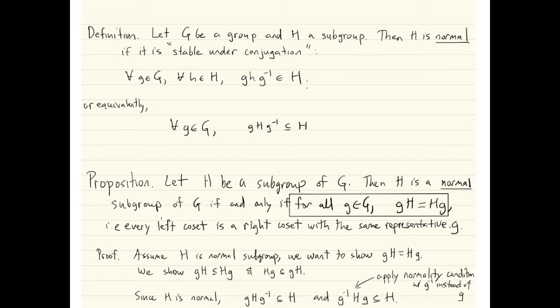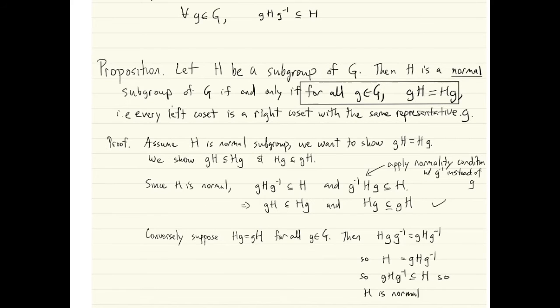Okay, now here's another characterization of what a normal subgroup is. This is the following proposition. Let H be a subgroup of G. Then H is normal, using this definition, if and only if, for all g in G, the left coset gH equals the right coset Hg. So again, in other words, every left coset is a right coset with the same representative g. This characterization here is actually our book's definition of a normal subgroup, but I grew up on this definition here, and I think that's more common. The proof is fairly simple.